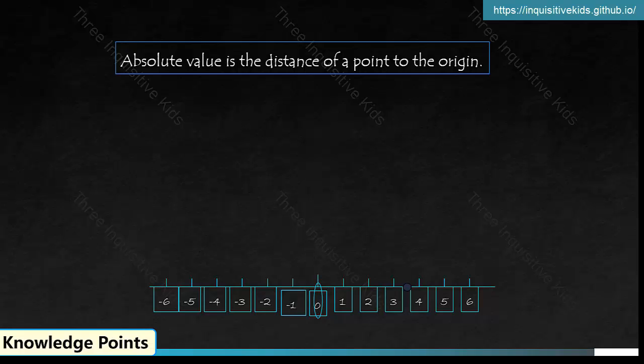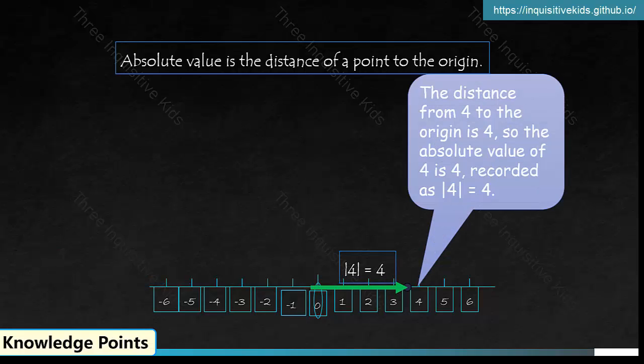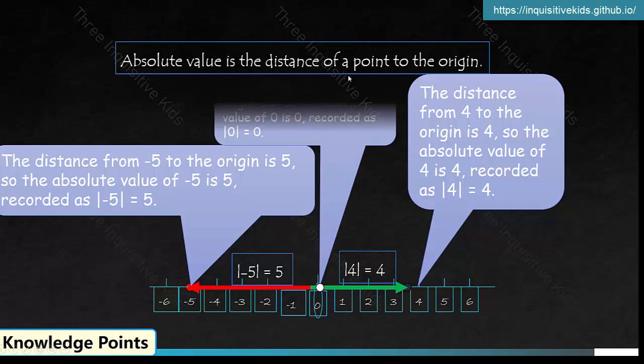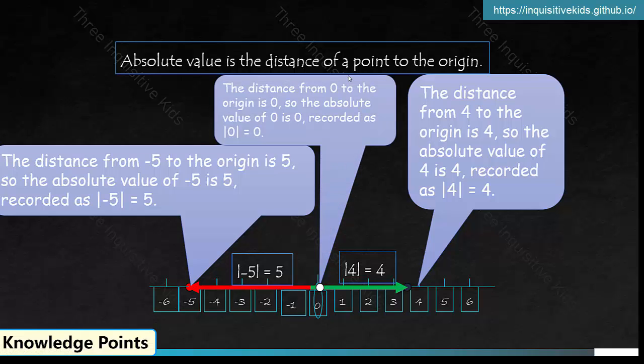The origin is 0, and the distance from positive 4 to 0 is 4, so the absolute value of 4 is 4, recorded as 4 with two lines on either side of it. The distance from negative 5 to the origin is 5, so the absolute value of negative 5 is 5, recorded as this. The distance from 0 to the origin is 0, so the absolute value of 0 is 0, recorded as this.